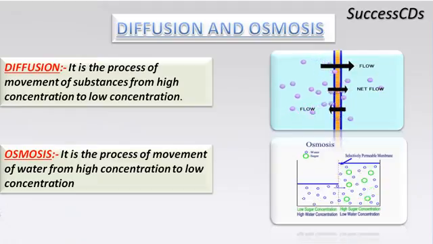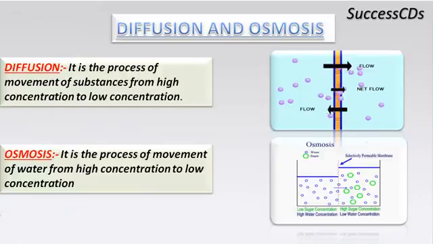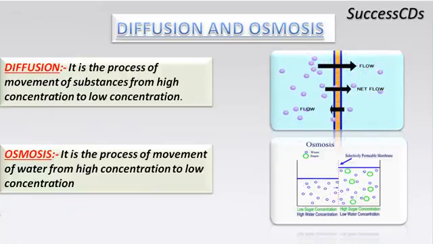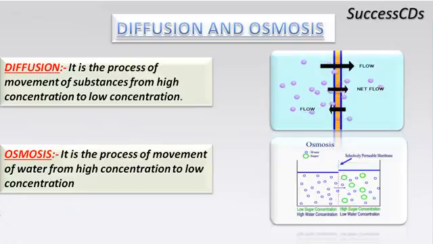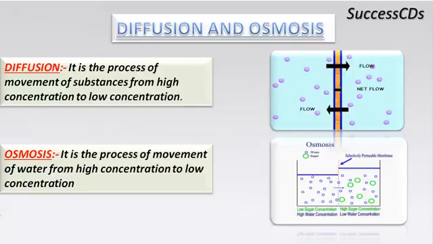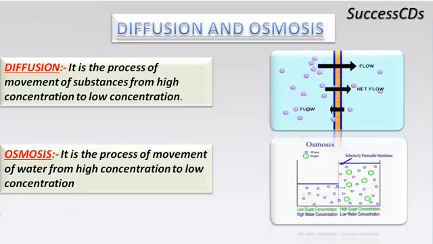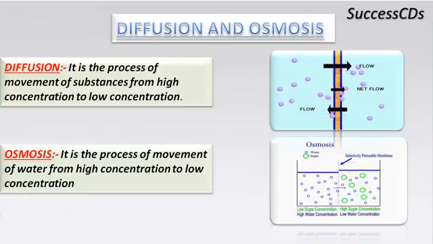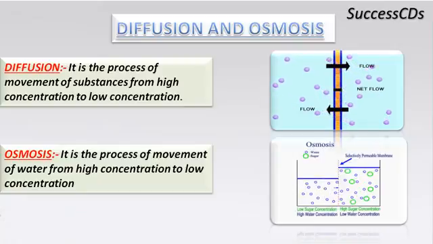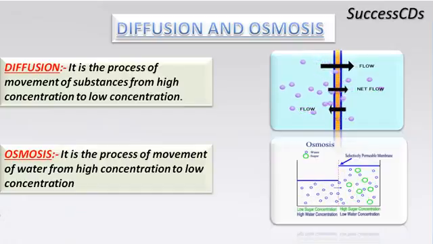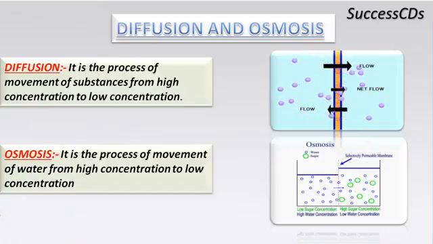Now we will discuss these two definitions, diffusion and osmosis. Diffusion is basically the process of movement of substances from high concentration to the low concentration. These substances can be amino acids, carbohydrates or lipids. On the other hand, osmosis is just the movement of water from high concentration to the low concentration. As you can see the diagrams of both.